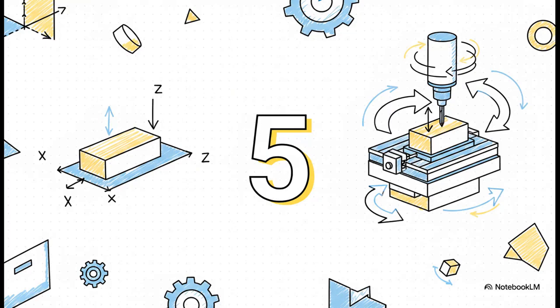As we set up the machine, we also have to think about its physical capabilities, specifically its axes: 3, 4, or 5. These numbers represent the directional movements of the machine. A standard 3-axis machine can move left and right on the x-axis, forward and back on the y-axis, and up and down on the z-axis.